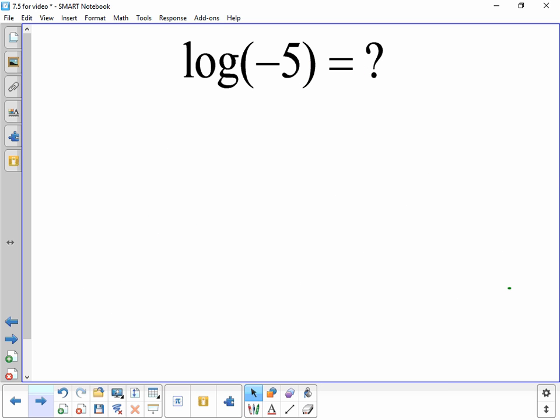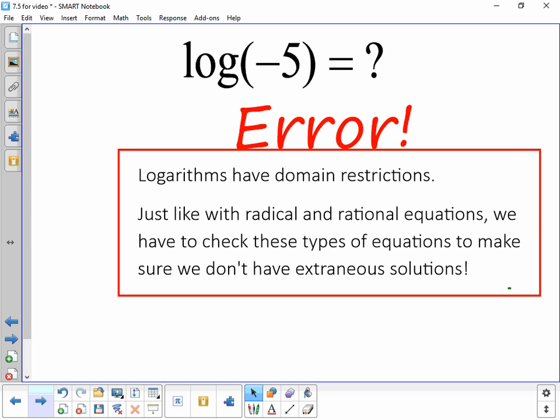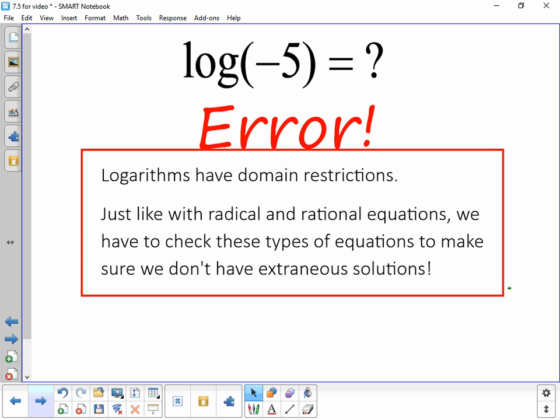All right, so what is log of negative 5? Well, if you try to evaluate that in your calculator, it will tell you error. Depending on the calculator, it might tell you that there's a non-real answer, or it might say error, domain error. There's a lot of things that it might say, but the bottom line is that your calculator can't calculate the log of negative 5 because log is not defined for negative numbers. It's not inside the domain of the log function.